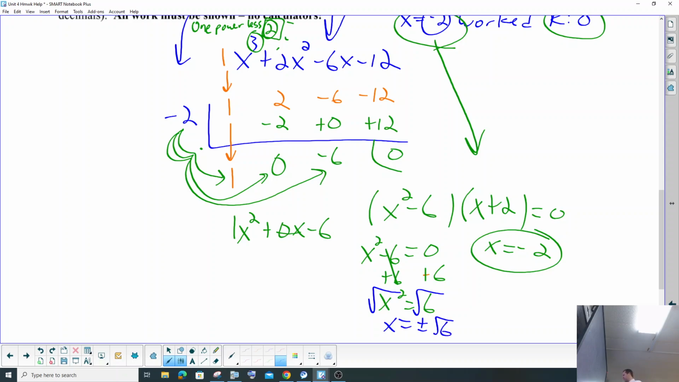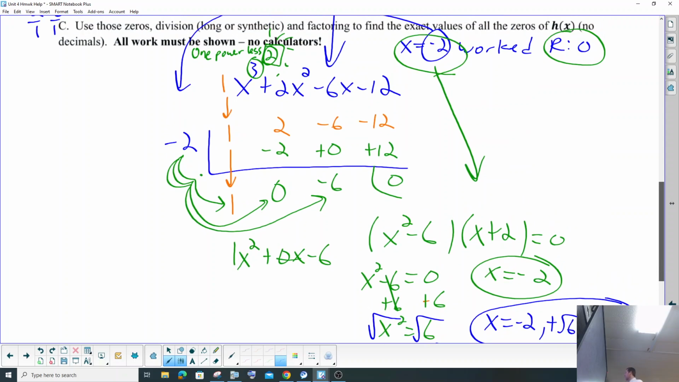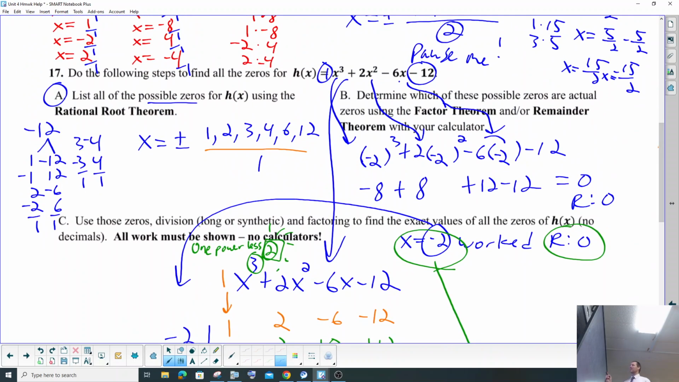So the answer to number 17 is x equals negative 2 and a positive radical 6 and a negative radical 6. Our zeros. So it's interesting that our zeros do incorporate negative 2, but out of all these numbers, it was just the negative 2 that worked, right? Just the negative 2 and everything else, no? That's crazy. So that's interesting, right?